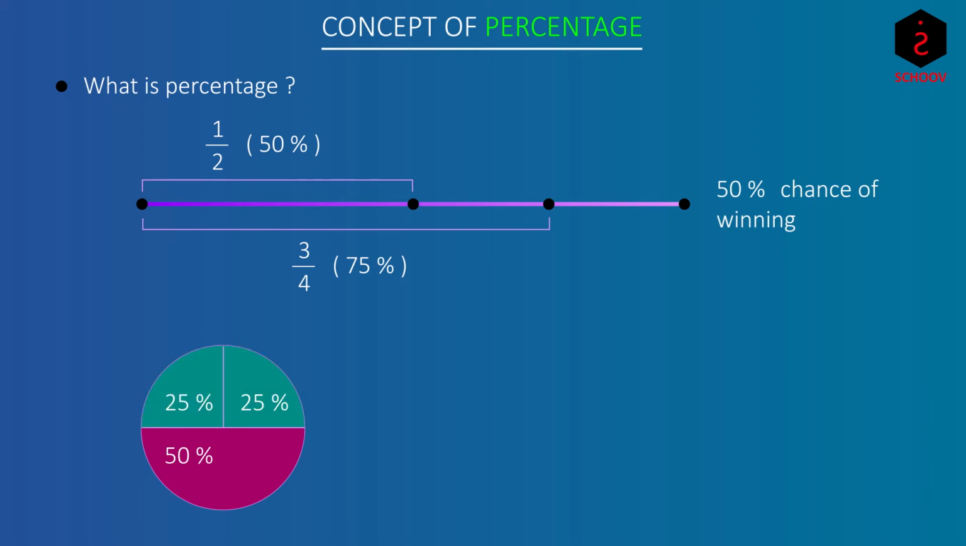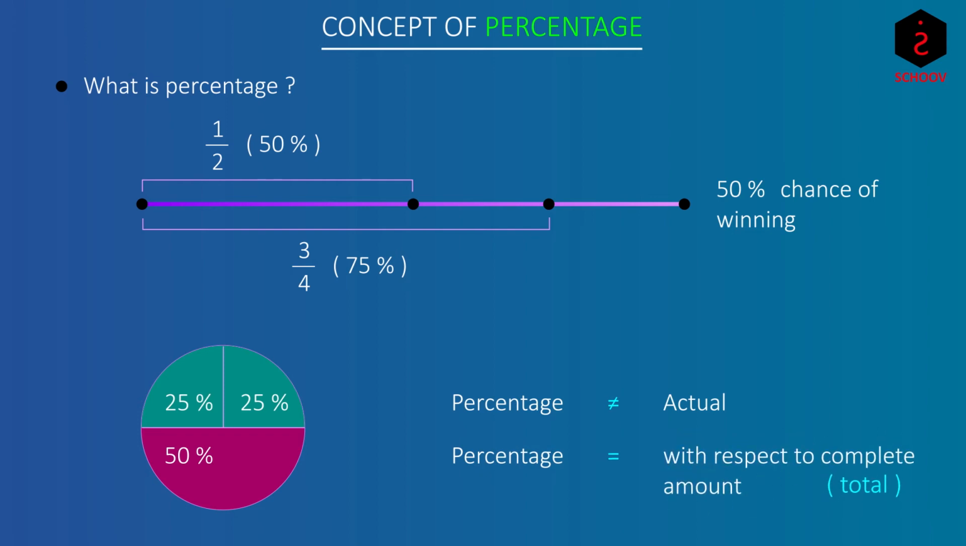Kids, remember that percentage is not equal to the actual value. Percentage is with respect to a complete or total amount. So, actual length of half the rope is not 1/2, but half the rope is 50% of the total length of the rope.